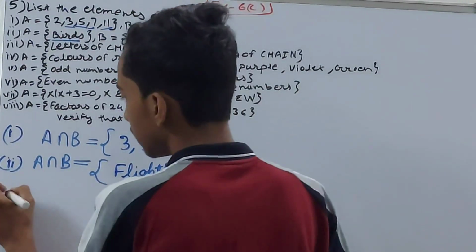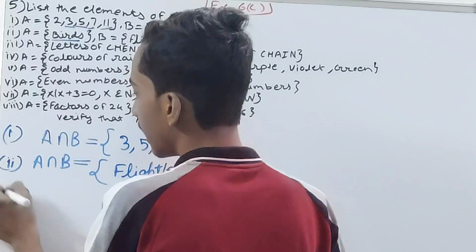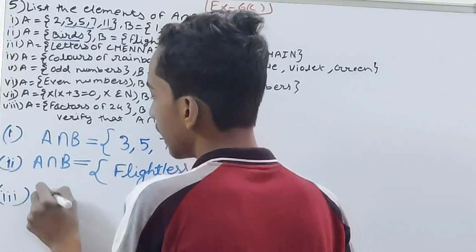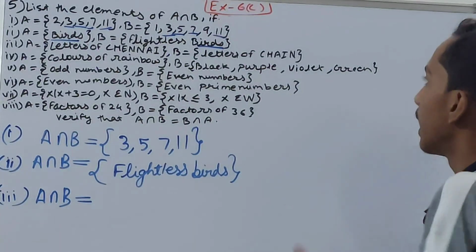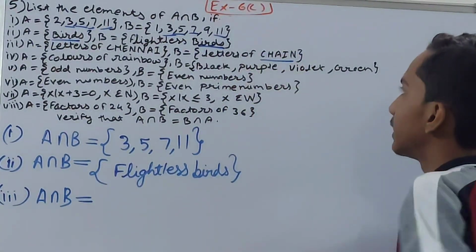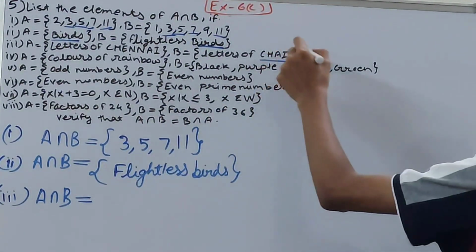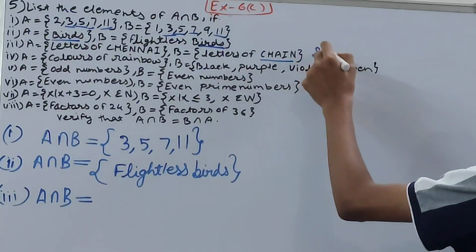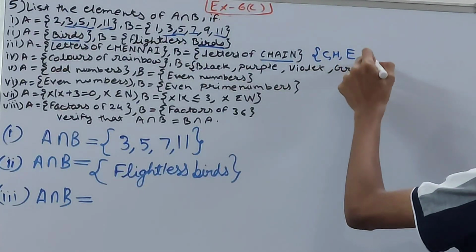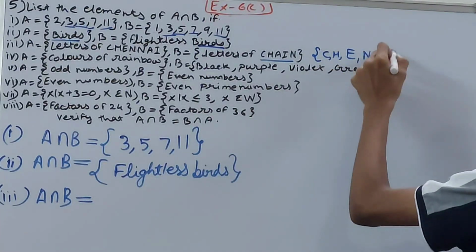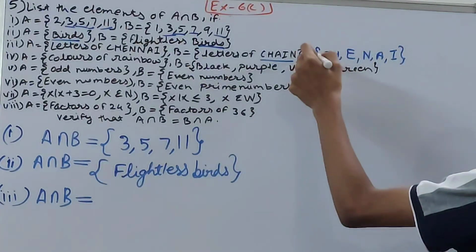Now look here, the third part, what does it say? We have got A equals letters of Chennai, and B equals letters of chain. We can write down the values of A. First of all, C, H, E, N, A and I. This is in A.